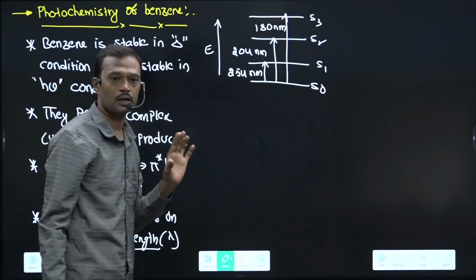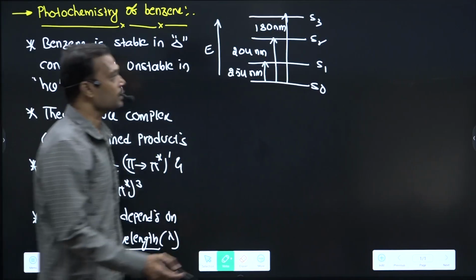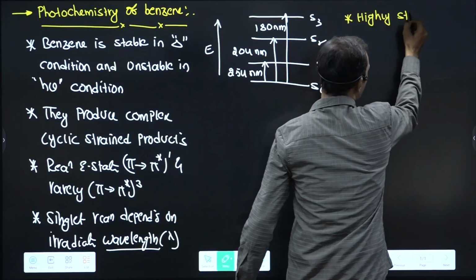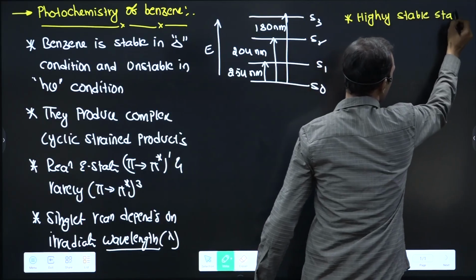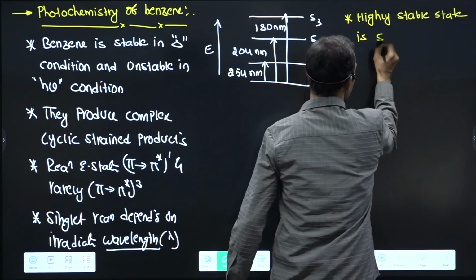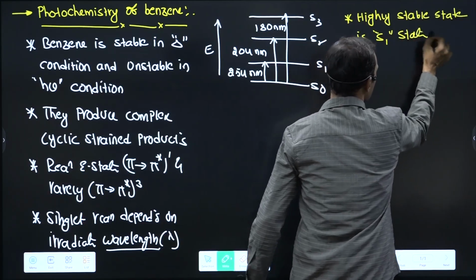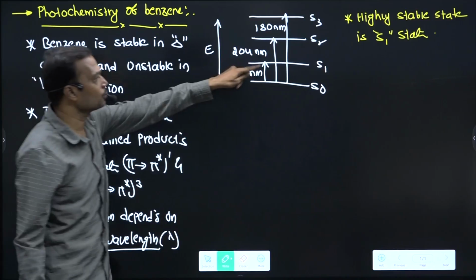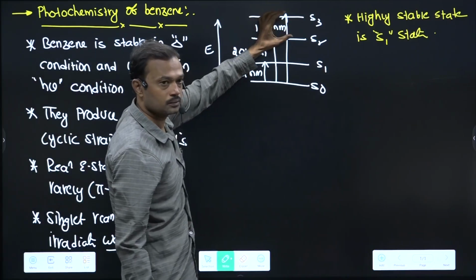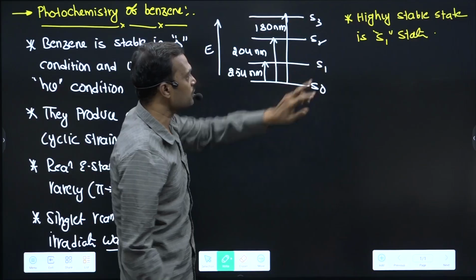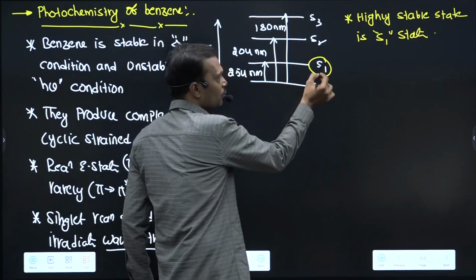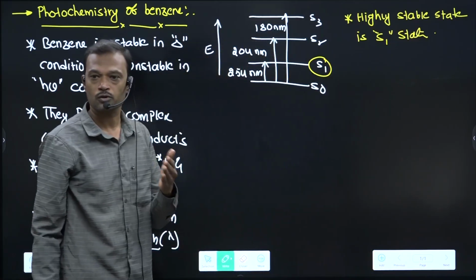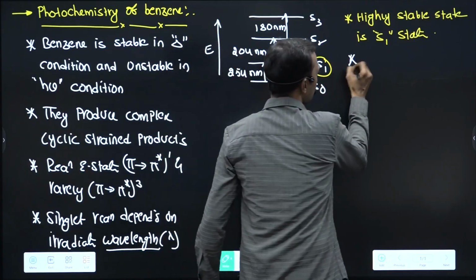But most commonly, reactions are expected from the S1 state. So which is the most stable state for benzene? The most stable state is the S1 state. So variable products are produced from the S1 state only, maximum. Because if you go to S2 and S3, stability decreases and the reaction products decrease. But the S1 state is the most stable state for benzene. From there onwards, you expect products.